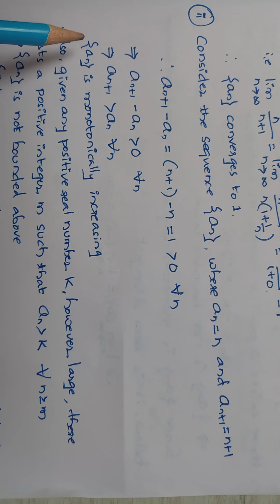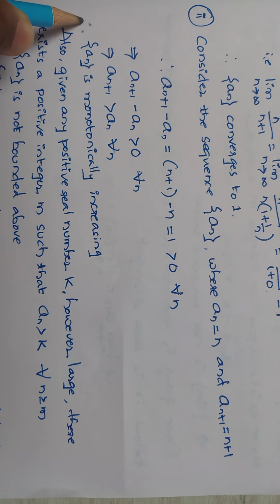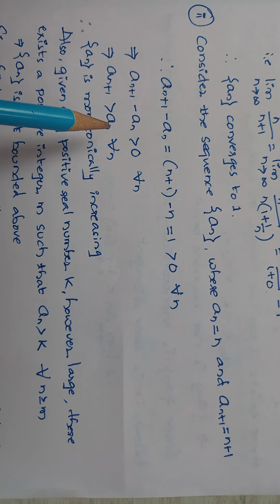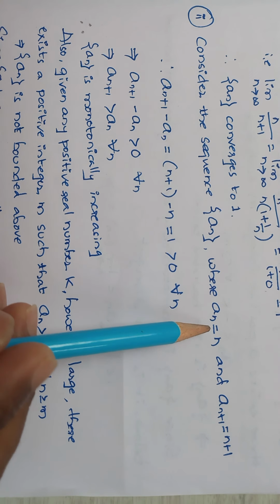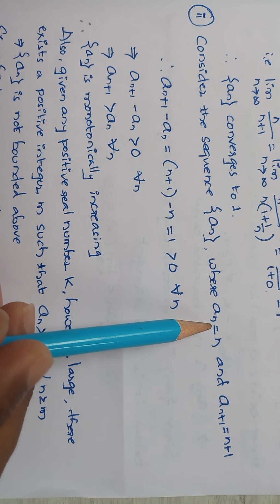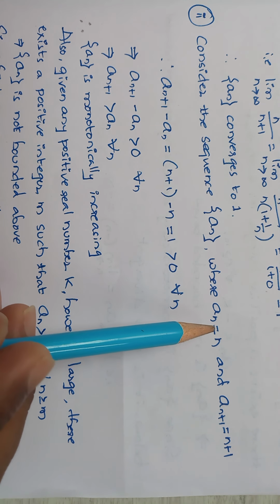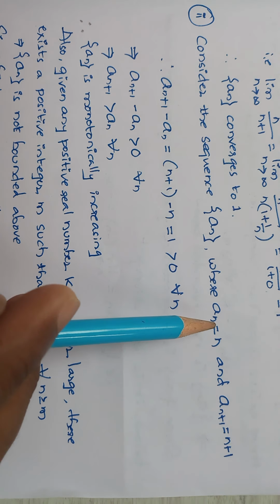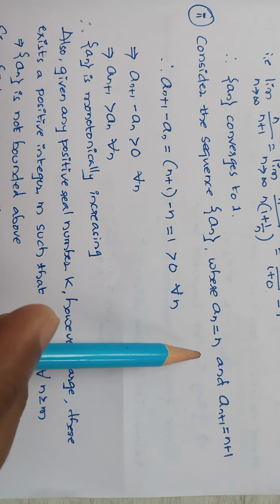So therefore we can say a_n is a monotonically increasing sequence. But this sequence keeps increasing. If you put n equal to 1, you get 1; n equal to 2, 2; n equal to 3, 3. So here we can't find a bounded above point.